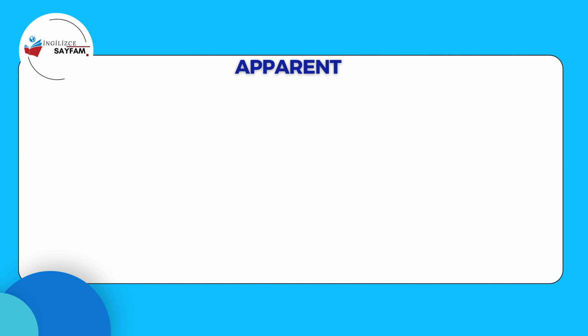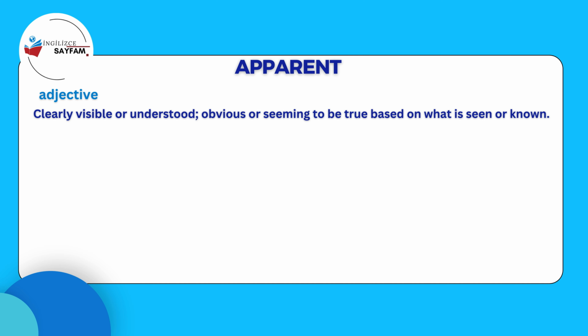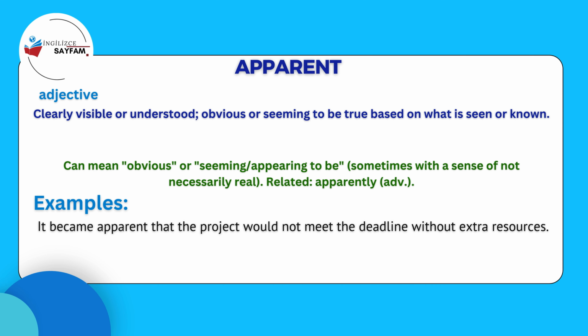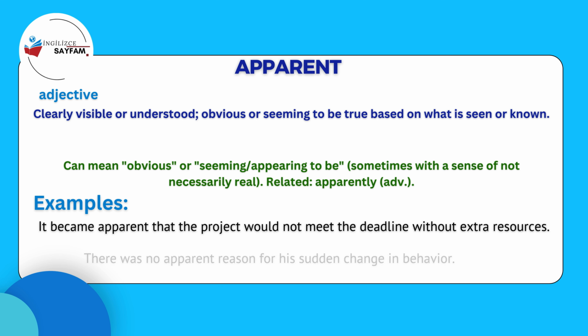Apparent. Adjective. Clearly visible or understood. Obvious, or seeming to be true based on what is seen or known. Can mean obvious or seeming or appearing to be, sometimes with a sense of not necessarily real. Related to apparently, adverb. Example: it became apparent that the project would not meet the deadline without extra resources. Or, there was no apparent reason for his sudden change in behavior.